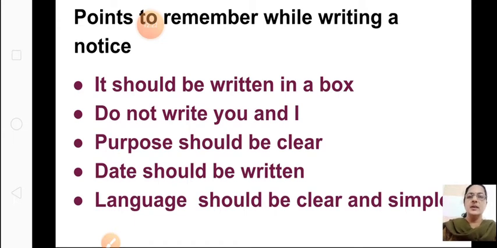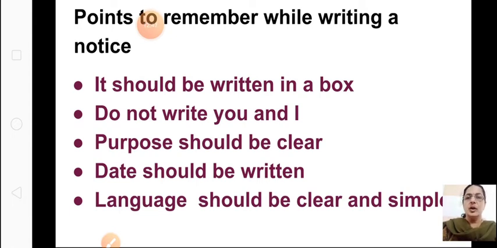Suppose an example is given: there is an annual competition which is going to be held. The date of the competition should be mentioned properly, and where it is going to be held, at what time, and how you have to come, whether in uniform or in civil dress, that should be mentioned. Everything should be mentioned in the notice clearly.